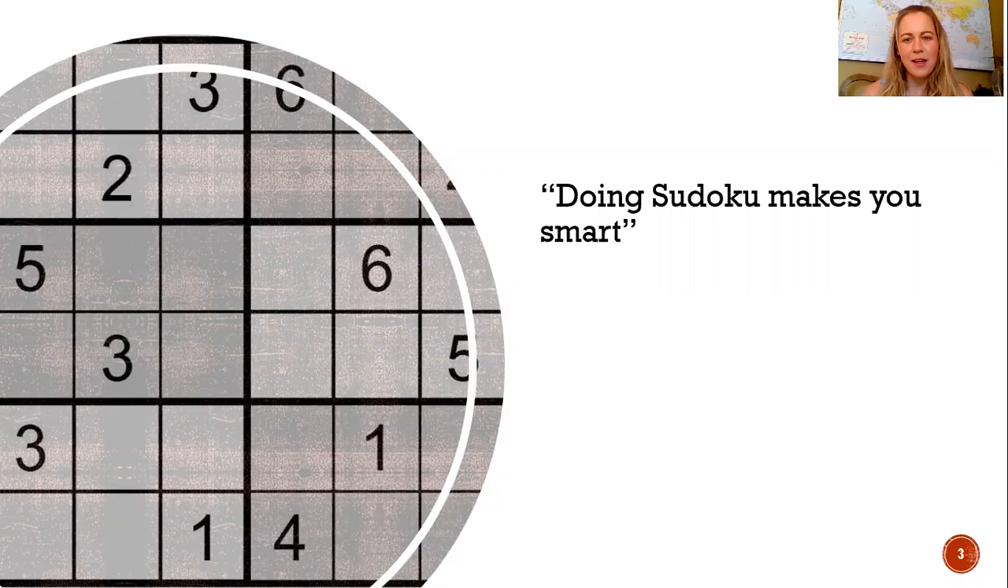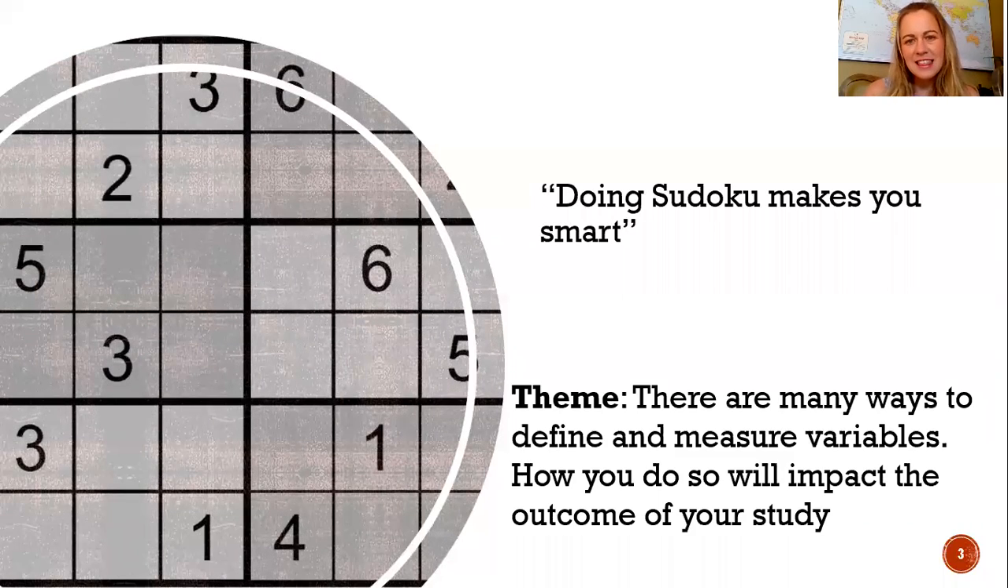So let's start with this hypothesis. Doing Sudoku makes you smart. Whether you believe it or not, it's not a great hypothesis for the reasons we talked about in the last video. It's not really possible to test it. It's not really clear who you is and not really clear what we mean by smart. This is a theme of this video. There are many ways to define and measure variables. How you do so will impact the outcome of your study.